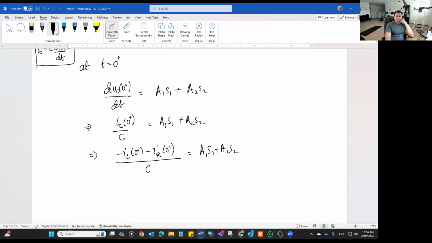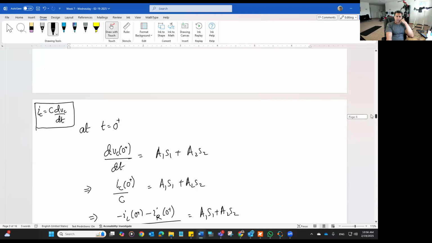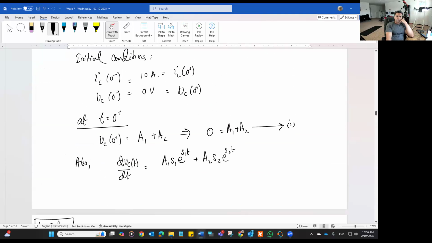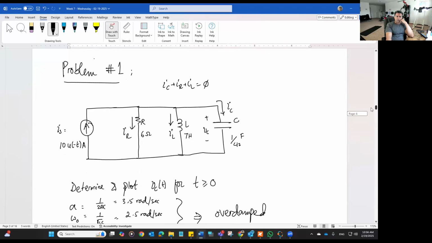Okay, we know what IL(0+) is. We found that value using the initial condition, which is 10 ampere. The question is, how are you going to find the resistor current at t equals 0 positive? How are you going to find IR from the circuit? What is the expression for IR from the circuit?